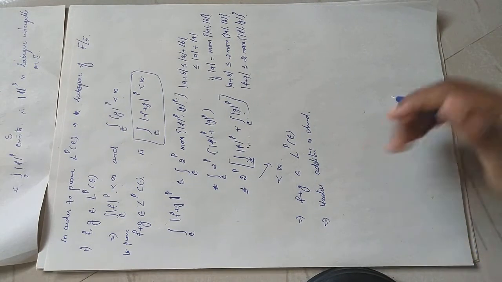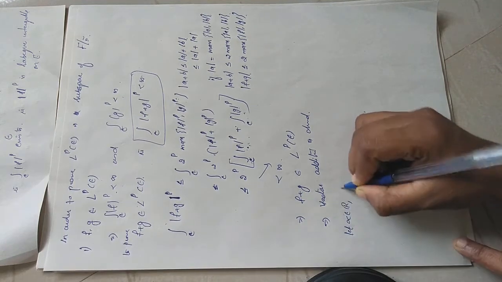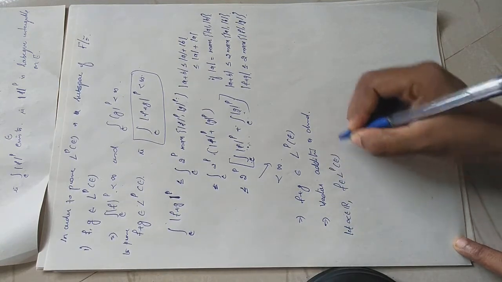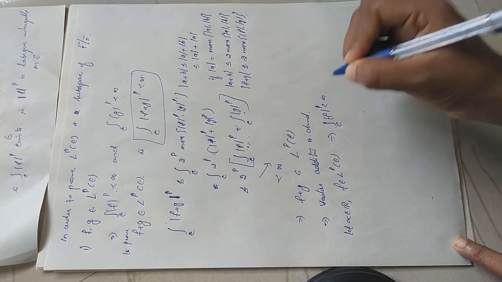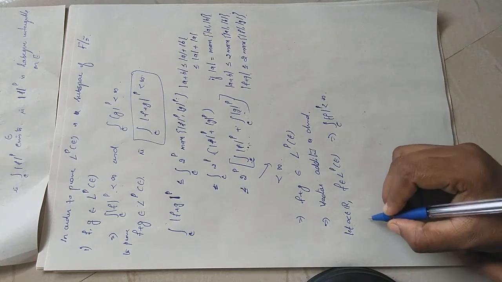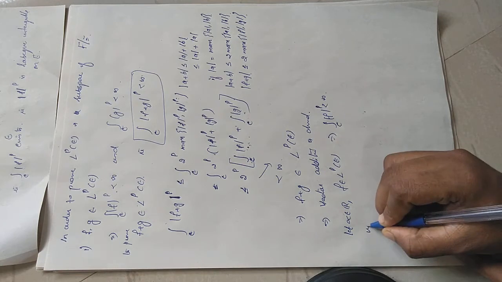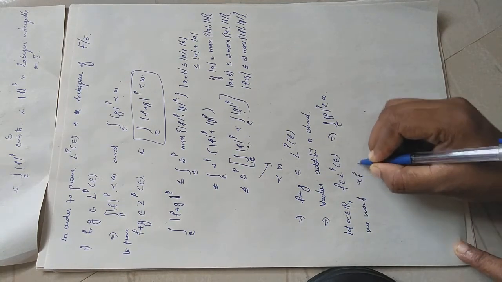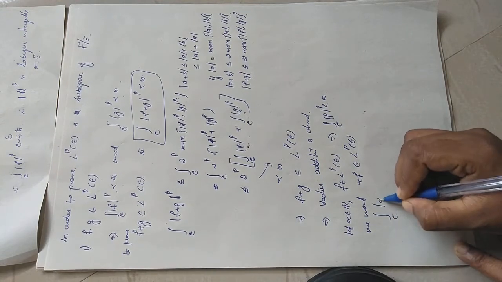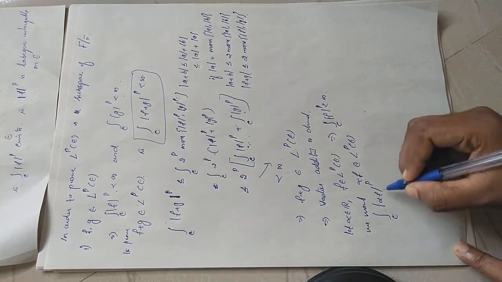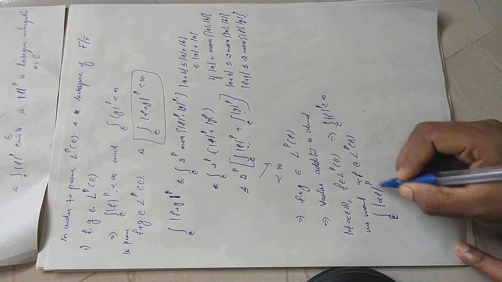Now, for the scalar multiplication, let alpha be any scalar and f belongs to LP of E, which implies integral over E mod f raised to p is finite. It is integrable. Okay. To prove closure, we want alpha into f belongs to LP of E. So for that, integral over E mod alpha into f raised to p must be finite. So we consider integral over E mod alpha into f raised to p.